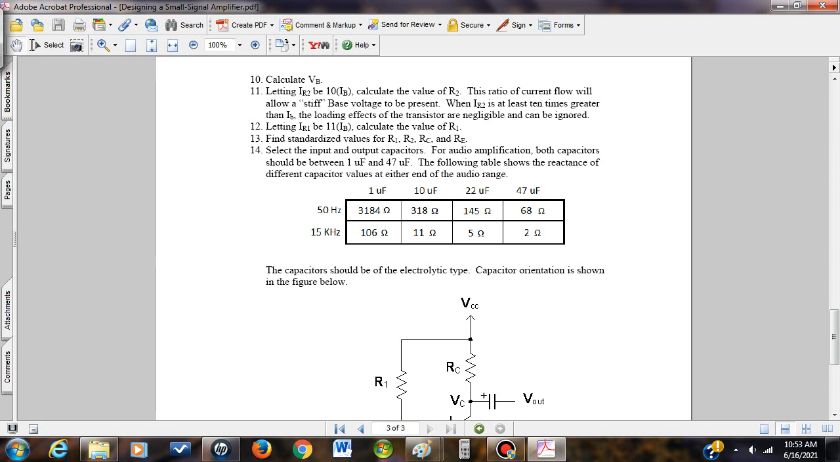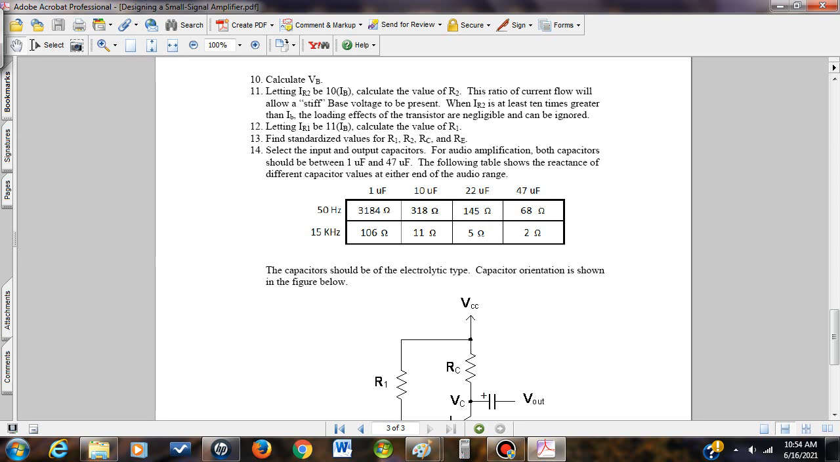Now, to make this complete, let's just hone in on step number 13 right quick. Granted, we found values, but you really need to find standardized values that could be used for your R1, R2, RC, and RE. Okay, step 14 was to select the input and output caps. For audio amplification, both of the capacitors should be about 1 microfarad to about 47. Now, we have a table here that shows the reactances of different cap values. So depending on where you're at on the frequency range, the value of the capacitor that you use will have a different amount of reactance.